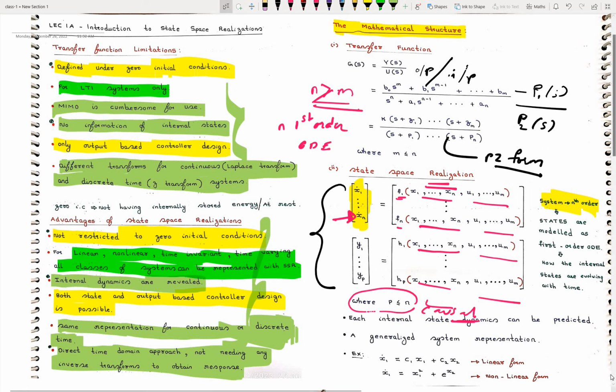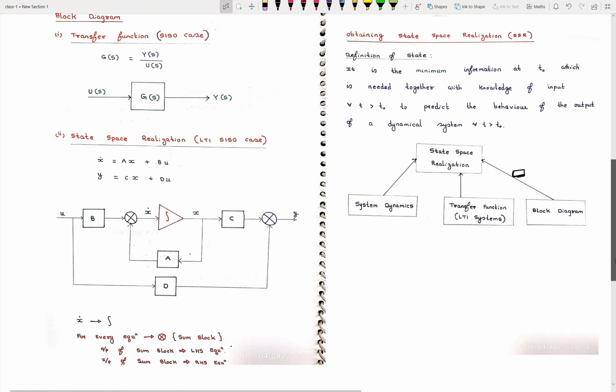So I'm going to the next slide. In the previous page I included the mathematical structure, and here I include the block diagram. How do we represent the block diagram of state space realization? The transfer function is very easy, output by input, so we represent it using a block: this is the input and this is the output. Now coming to state space realization, we have these two equations: x dot equals Ax plus Bu, y equals Cx plus Du.